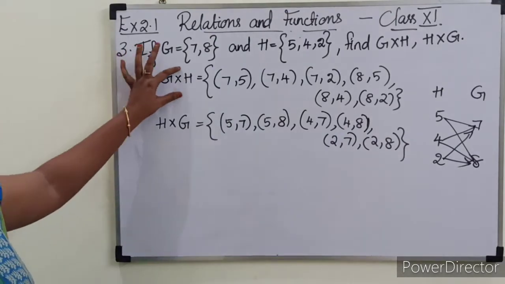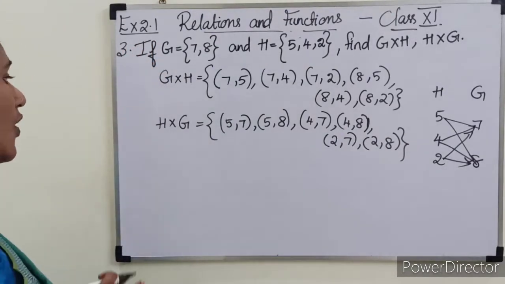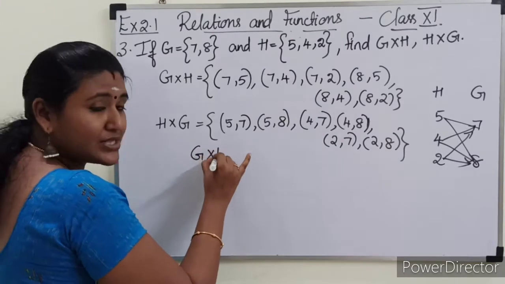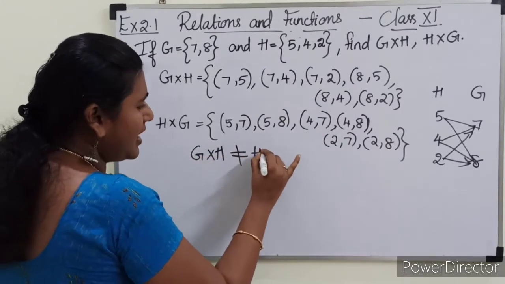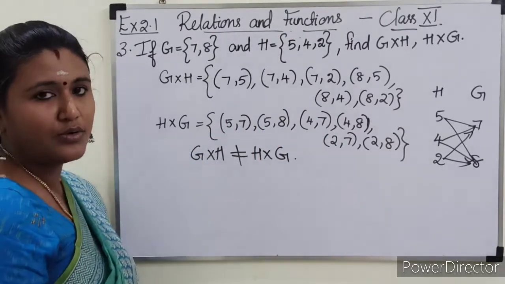Here you can see one more thing: G cross H and H cross G are not equal. Now the next question.